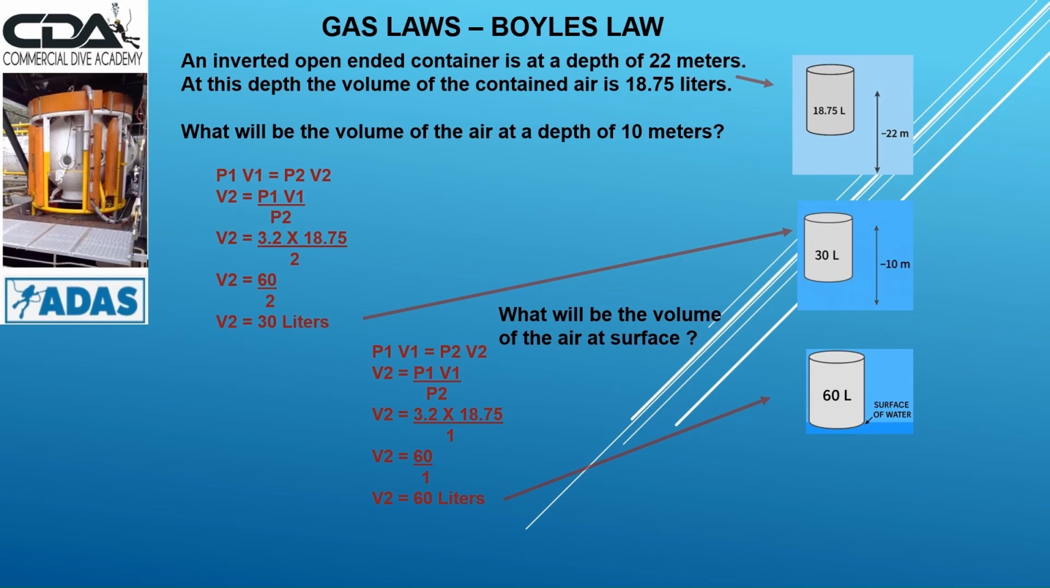Okay, on the left-hand side, in the red, you can see our formula, and you can see V2 equals P1 times V1 over P2. We've done this already, so we'll follow that formula through. We get 3.2 atmospheres times 18.75 litres divided by 2 atmospheres absolute. We'll bring that down. That's 60 over 2 gives us 30 litres. So at 10 metres, that becomes 30 litres.